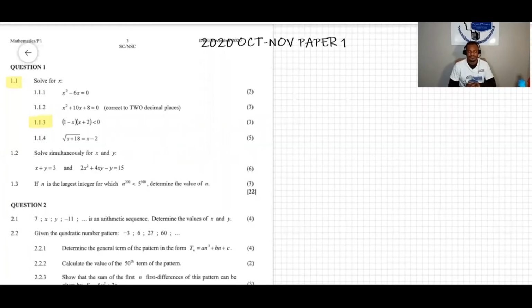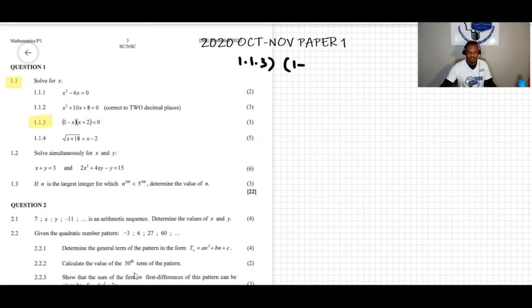Well, we're doing now question 1.1 that says solve for x. In the previous videos, we did question 1.1.1 and we also did question 1.1.2. Now we're going to do question 1.1.3. Well, the question says, write the question here.